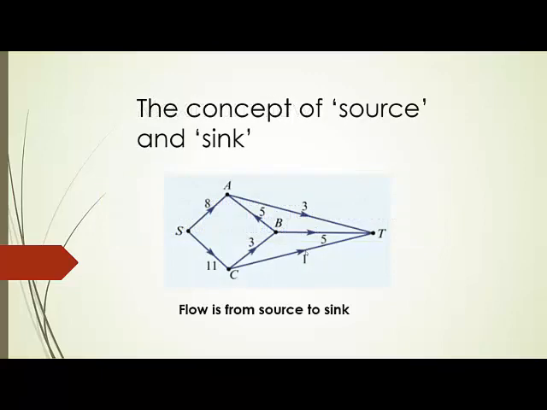Next concept is the concept of source and sink. Now, in any network flow problem, the flow has to start somewhere and has to finish somewhere. We call where it starts the source, and where it finishes is the sink. And this is normally drawn left to right. In this case, the source is at S and the sink is at T.